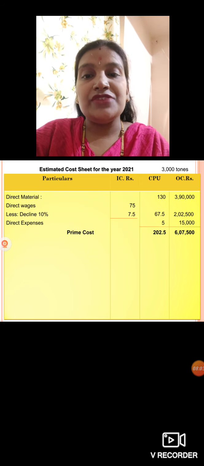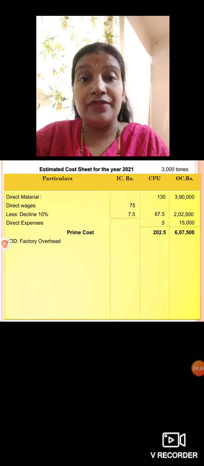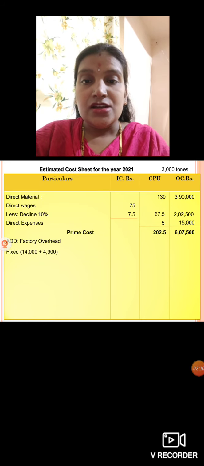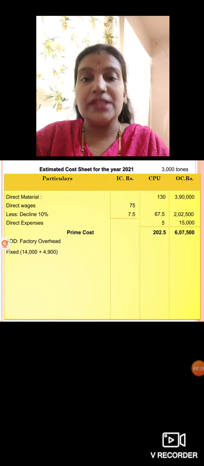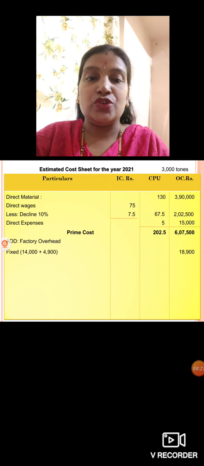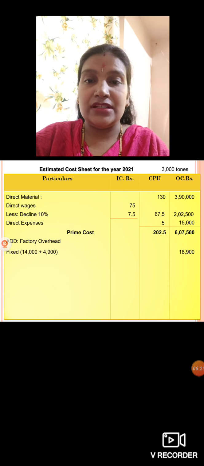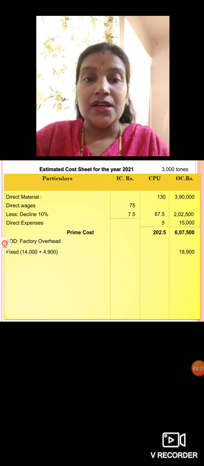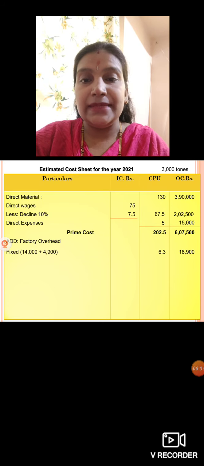So the first overhead which we should add is factory overhead. Regarding this they have mentioned something, right? Fixed factory overhead increased. So fixed overhead, how much do we have? 14,000 plus 4,900. It has gone up, right? So 14,000 we have normally, plus 4,900. So total cost we have 18,900, which you should divide by 3,000 tons because it is fixed. It will not change according to your production. So 18,900 divided by 3,000 tons, you will get 6.3.